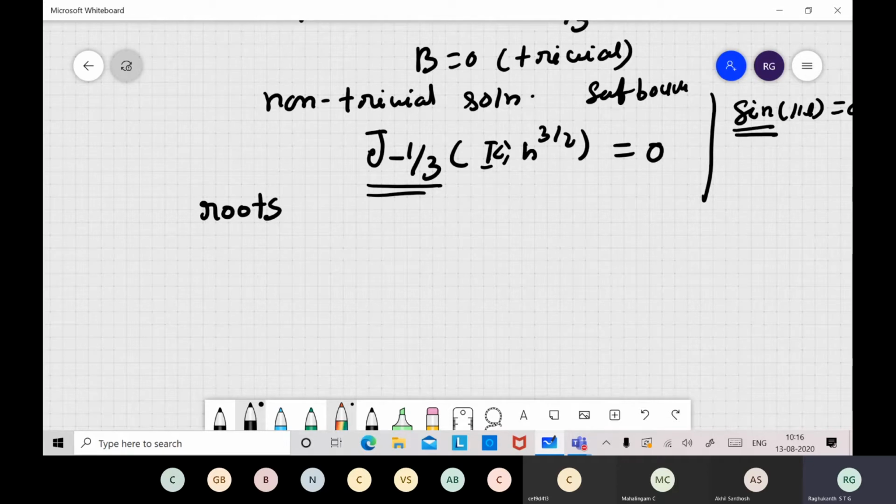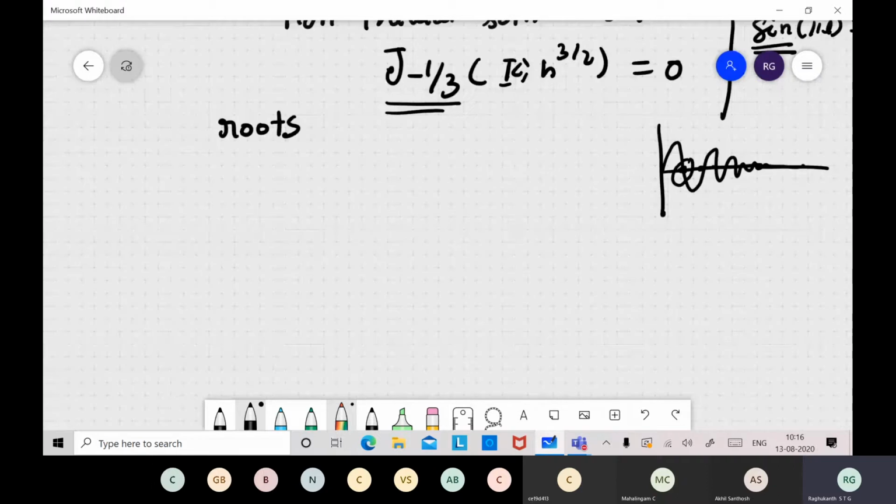Generally, the Bessel functions will look something like this, oscillating. So you have to find out these roots. There are infinitely many roots, but we have to find the first root, because the first root will give you the lowest buckling load.